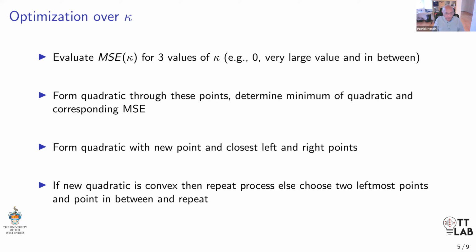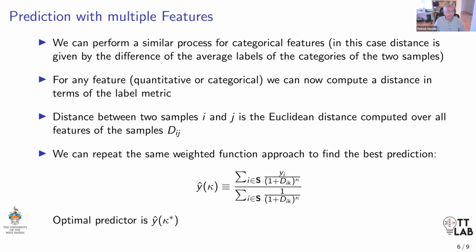If the new quadratic is convex, we repeat the process. If it's not, then we know we're in the concave region, so we move to the left, and we include all that in the algorithm. And of course, we talked about how you would apply this with multiple features. It's just a combination of the Euclidean distance, by combining the distances of the individual features.